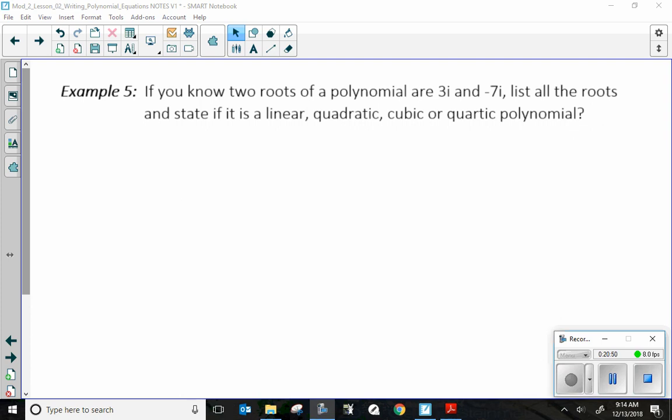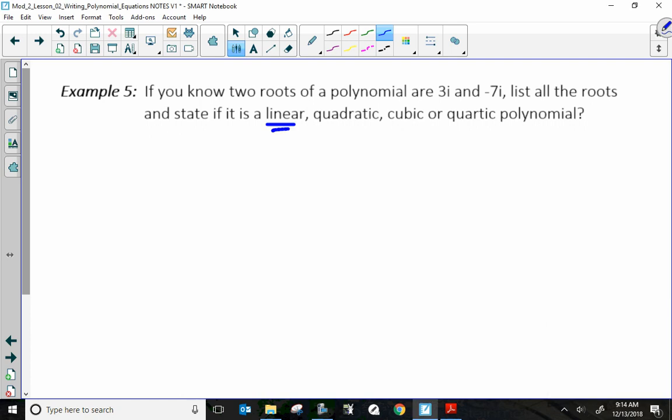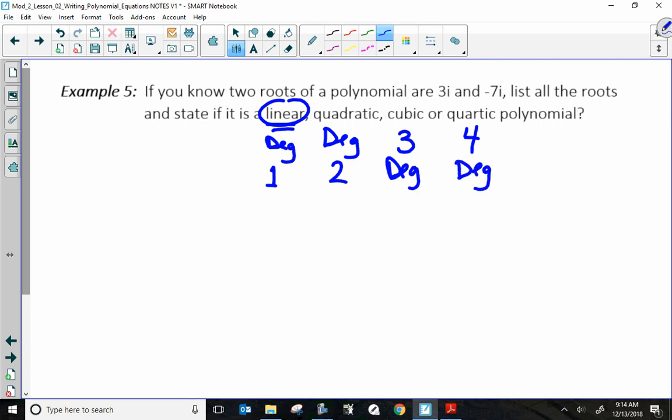Example 5 asks the question: if you know two roots of a polynomial are 3i and negative 7i, list all the roots and state if it is linear, quadratic, cubic, or quartic. Now, don't let these four words closer to the end throw you off. If it's linear, that just has a degree of 1, like x minus 7, that's a line. The degree is 1. It's the biggest exponent. A quadratic would mean a degree of 2, so the biggest term would be x squared. For a cubic, the biggest term would be x cubed, so it is a degree 3. And quartic would be a degree 4. That's all those mean. And I'll write degree here and degree here. That means the biggest exponent.